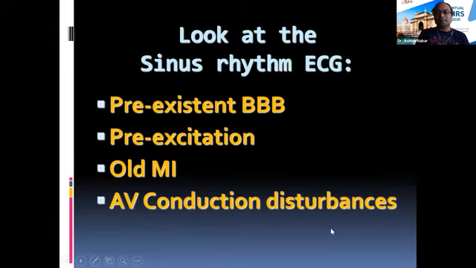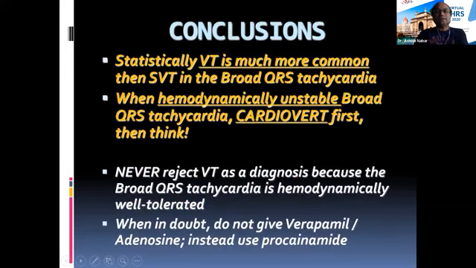If somebody has known AV conduction disturbances, this patient cannot sustain an SVT at a fast rate because he already has an AV conduction problem. Therefore, in a person with AV conduction disturbance, if you see a wide QRS tachycardia, it's very likely to be a VT. So this is very common sense medicine that you should look at when you see the ECG in sinus rhythm. Let me conclude here to say that wide QRS tachycardias are more often VTs than SVTs. It's a very important point.